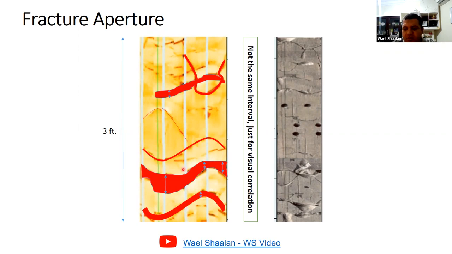The importance of the fracture aperture is to see the impact of these fractures. If we have a higher fracture aperture, it means we have more fracture porosity and permeability, and it will impact the production more. And if we have a small fracture aperture, we will have less fracture porosity and permeability, and less production.